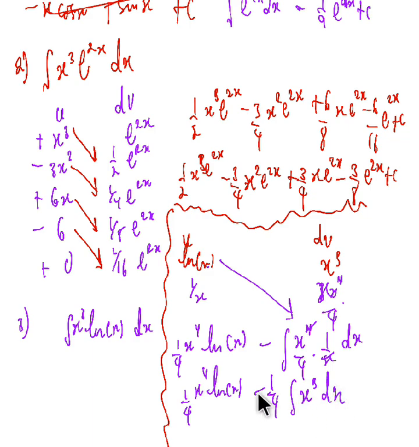If we integrate x cubed, that will give x raised to the power of 4 over 4. So the final answer is 1 over 4 x raised to the power of 4 ln x, then minus, for the integral of x cubed, you have x raised to the power of 4 over 4. 4 multiplied by 4 will give you 16. You have 1 over 16 x raised to the power of 4, then everything plus c. So that is about that.